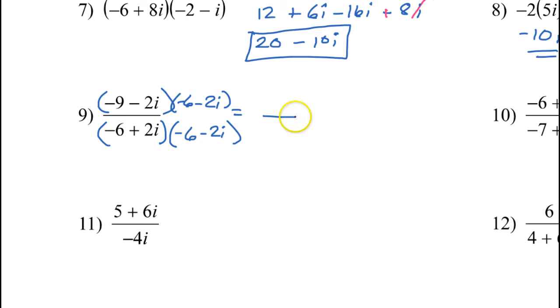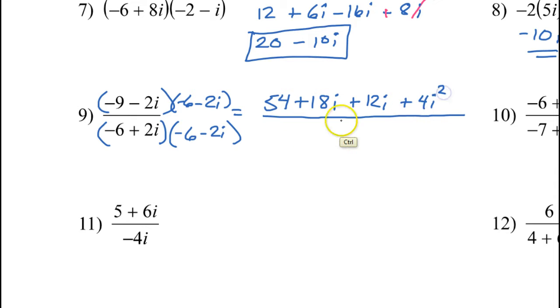So I'm going to have to double distribute in the numerator and the denominator. So in the numerator, I'm going to have, let's see, that's positive 54, and then negative 9 times negative 2i, so that's positive 18i. Negative 2i times negative 6, so that is positive 12i. Negative 2i times negative 2i is positive 4i squared.